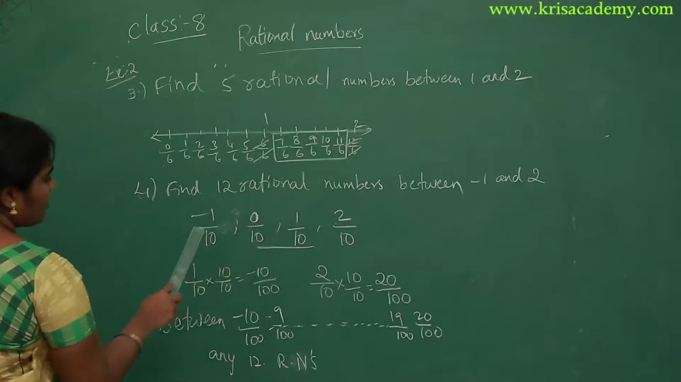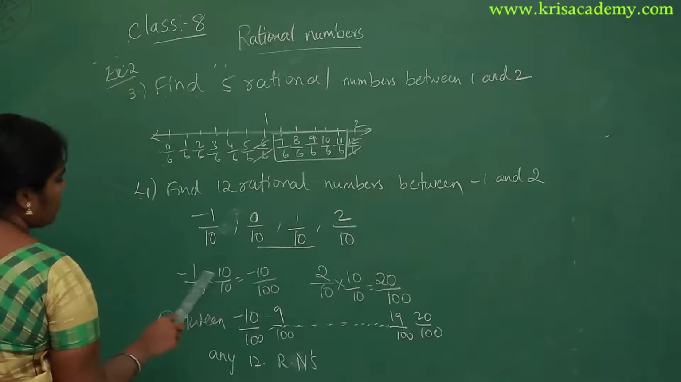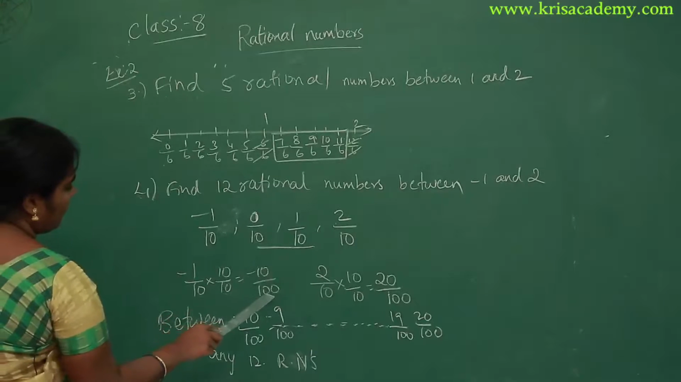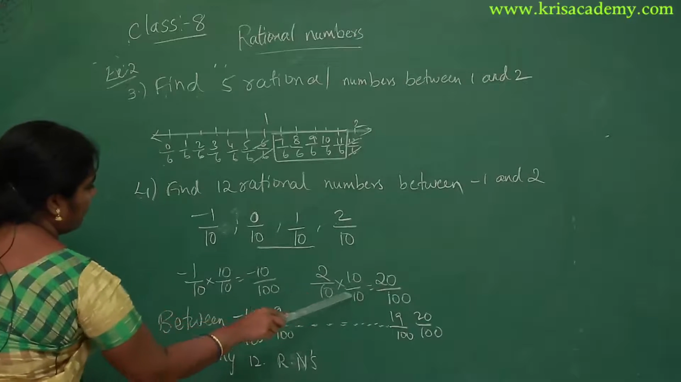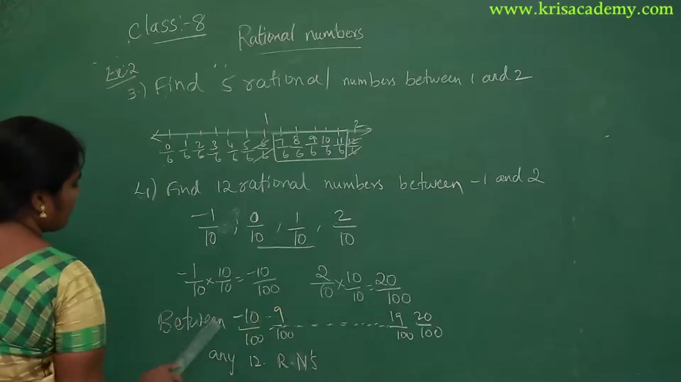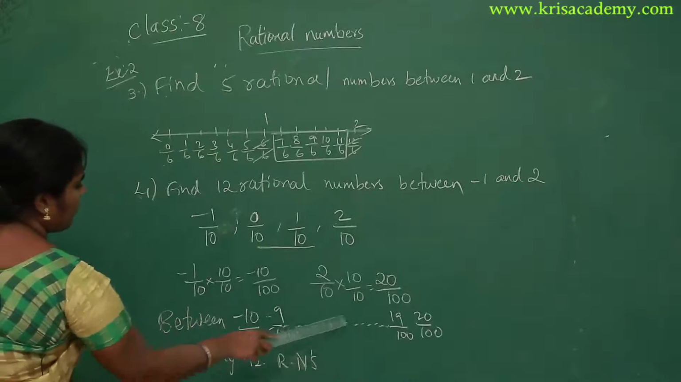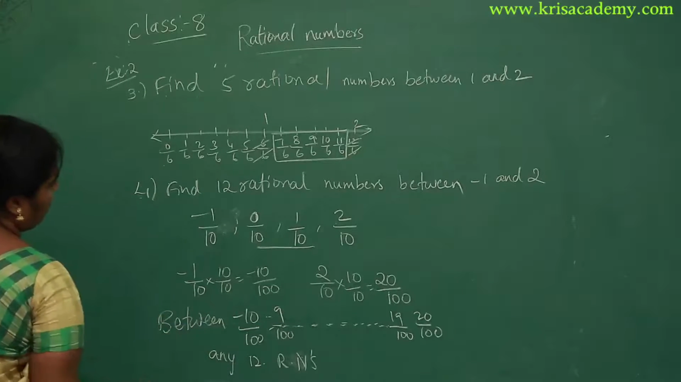So what we have to do is again minus 1 by 10 multiply 10 by 10, plus into minus, minus. 1 tens are 10, 10 tens are 100. So minus 10 by 100. 2 tens are 20, 10 tens are 100. So between minus 10 by 100 to 20 by 100 we have many rational numbers. From that any 12 rational numbers is our answer.